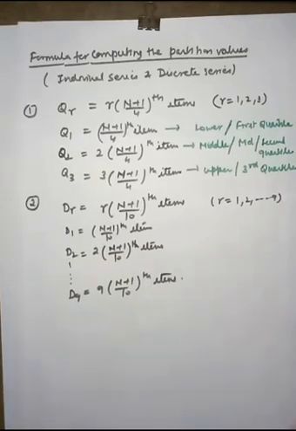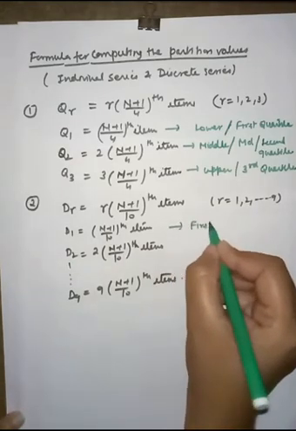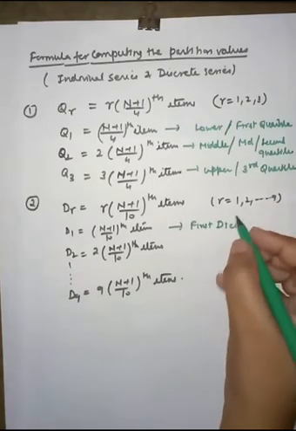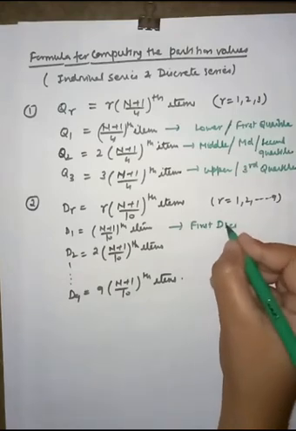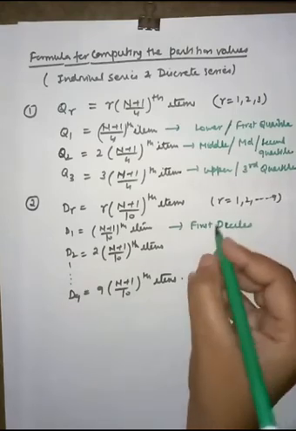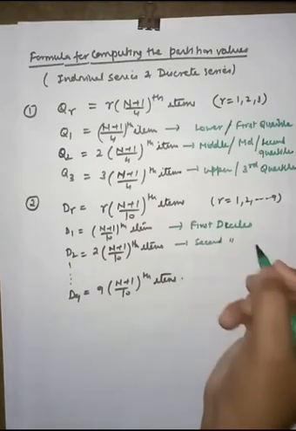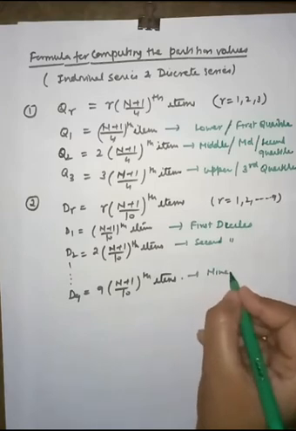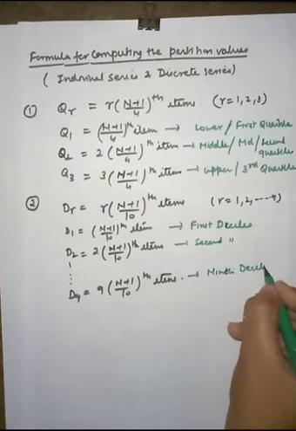So friends, here D1 is called first decile, this is called second decile, and this is called ninth decile, right?